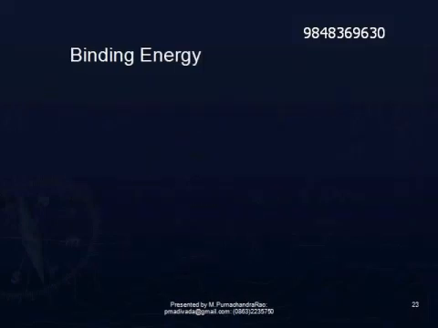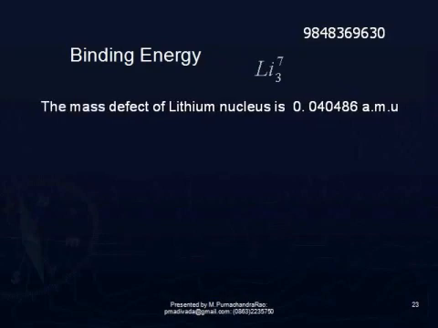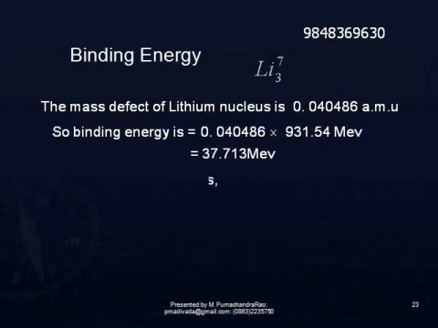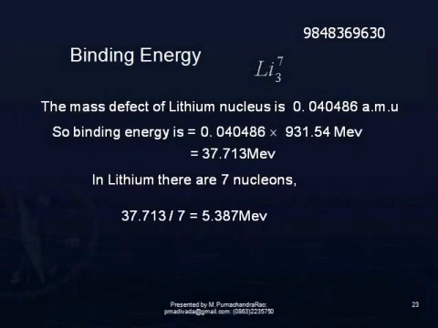We have calculated the mass defect of the lithium nucleus as 0.040486 atomic mass units. So the binding energy is 0.040486 into 931.54 MeV, which comes out to be 37.713 MeV.